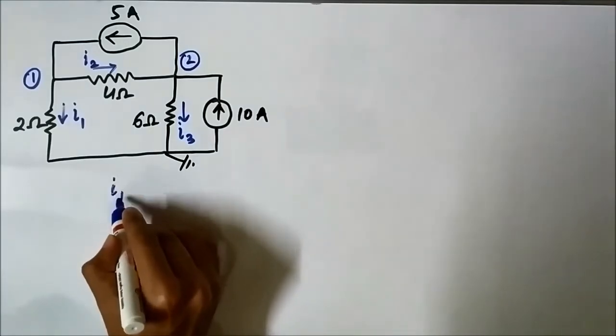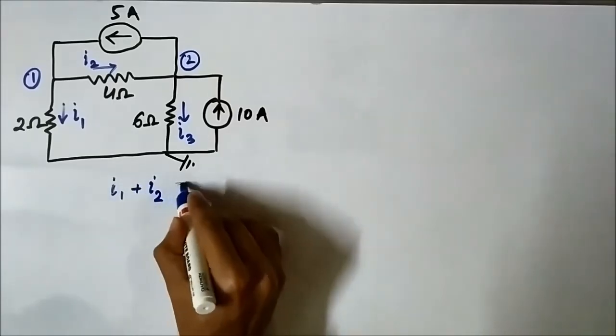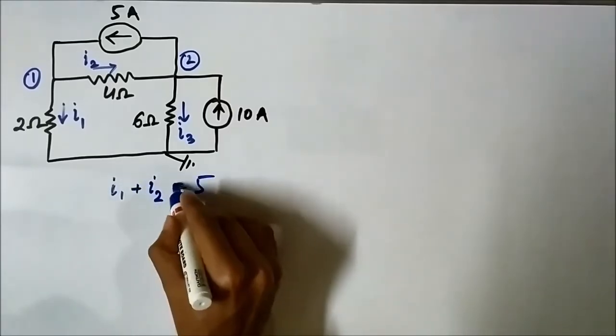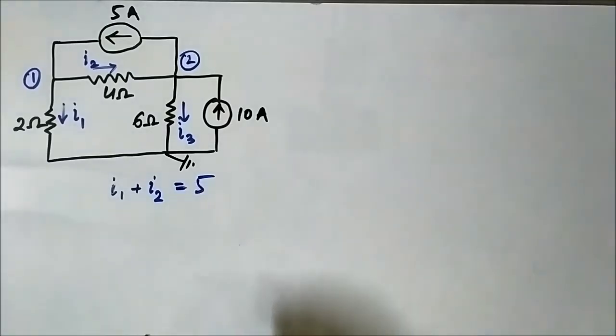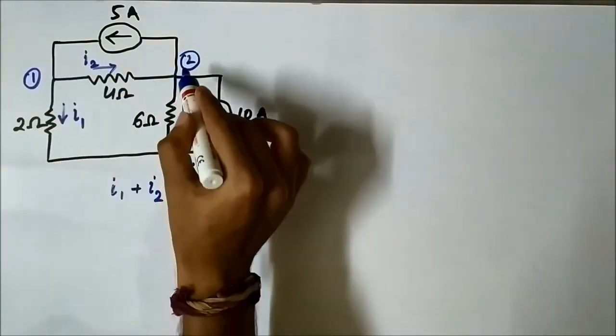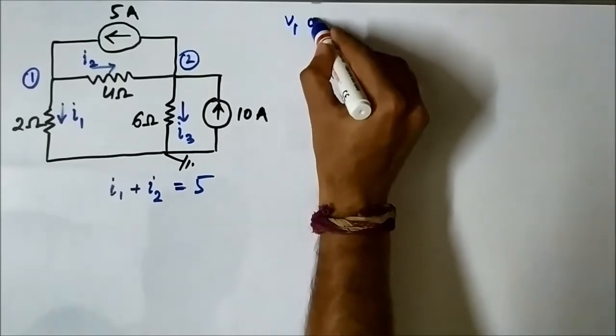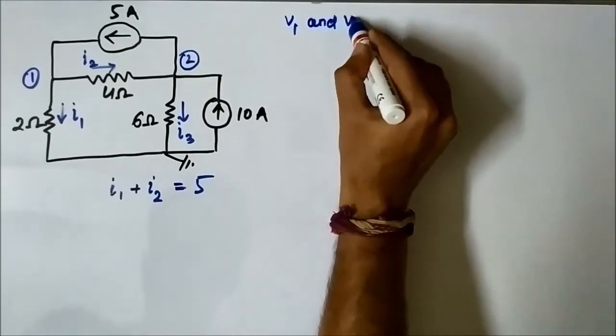So nodal equation will be I1 plus I2 is equal to 5. Okay, I1 plus I2 is equal to 5. Let the voltage at node 1 be V1, the voltage at node 2 be V2. Okay, V1 and V2 are the node voltages at point 1 and 2.